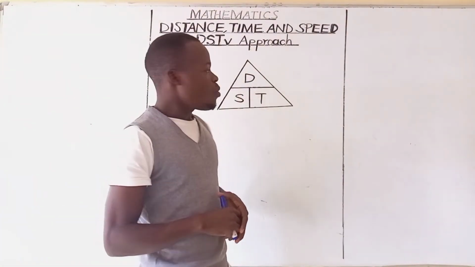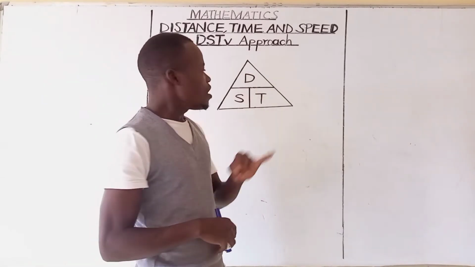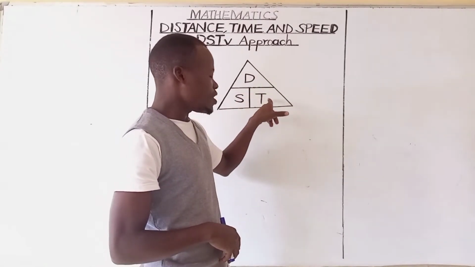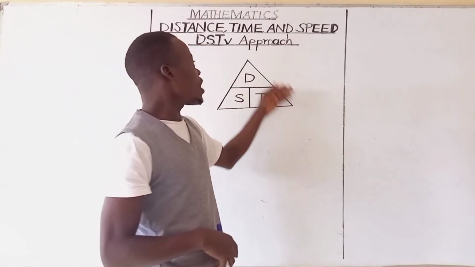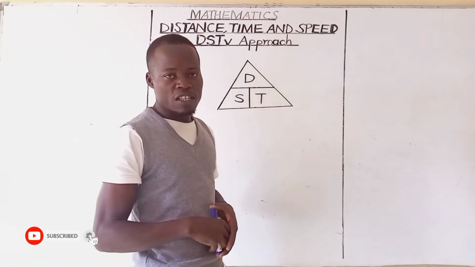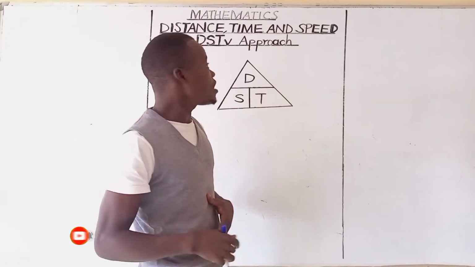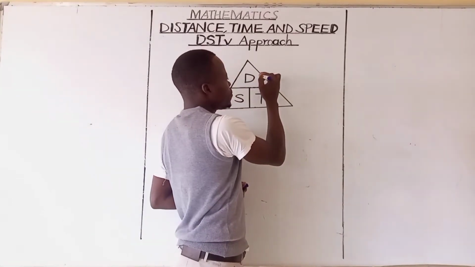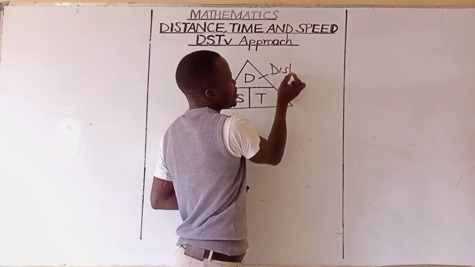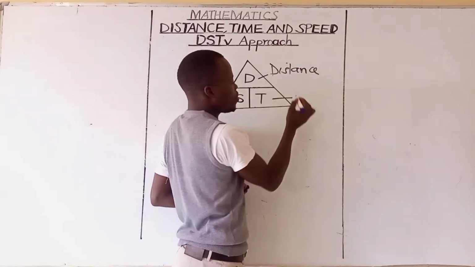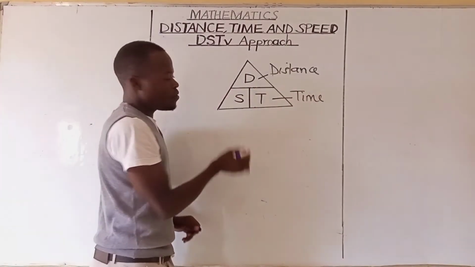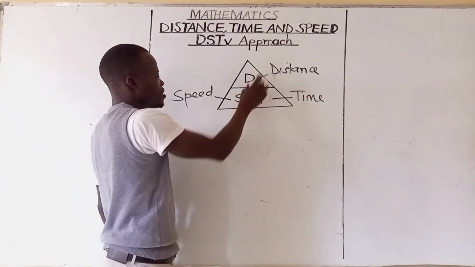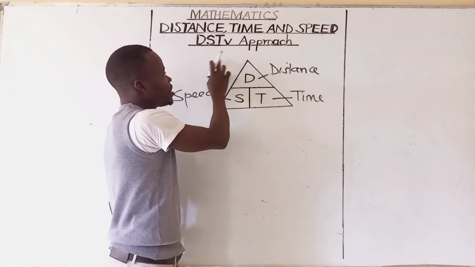In this particular approach, we are going to have a triangle that is composed of three components. The first part of the triangle has a D, we have an S, and we have a T. All these combined is what brings about the DSTV approach. This approach is going to help us get the specific formula in which we can calculate distance, time, and speed. So let's have a look. D stands for distance, T stands for time, and finally, S stands for speed. So we have distance, speed, and time. This is what brings about the DSTV approach.